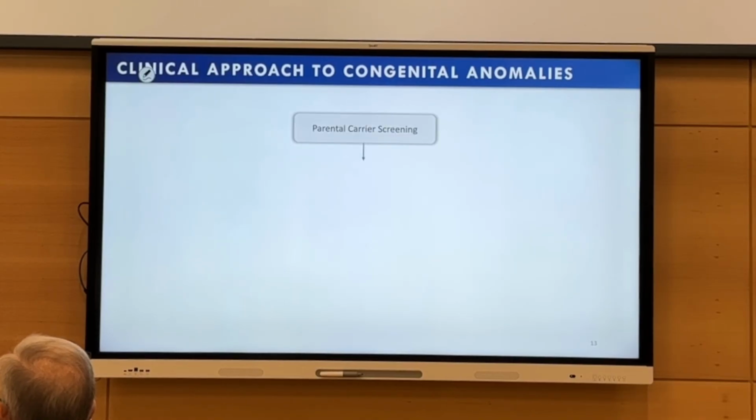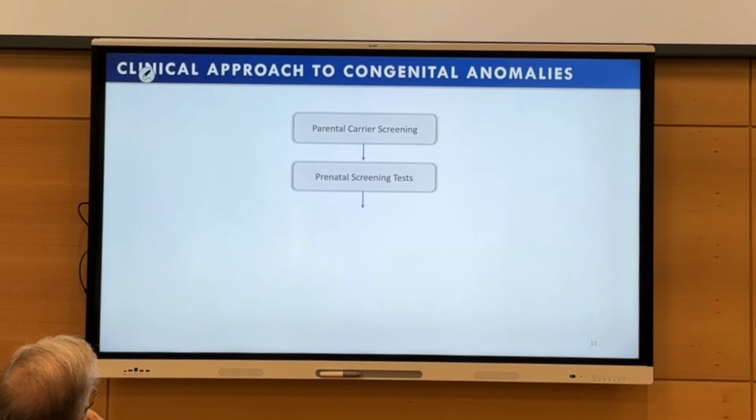So usually it starts before conception with parental carrier screening, so screening the parents, and it can be done as a part of the premarital screening. Then after conception we do the prenatal screening tests. Like what? NIPT? Excellent.